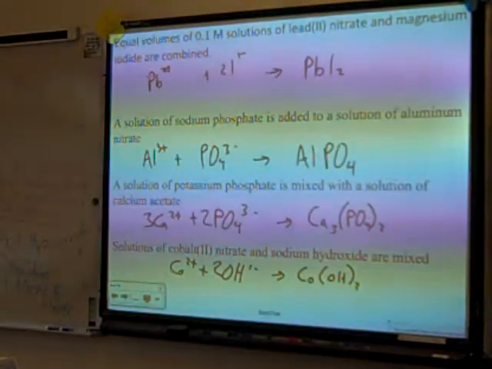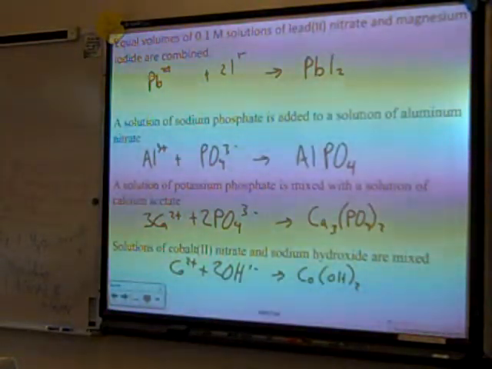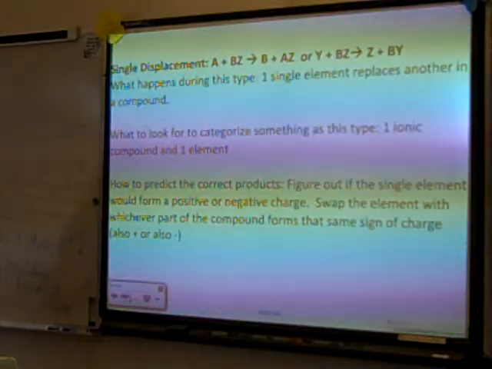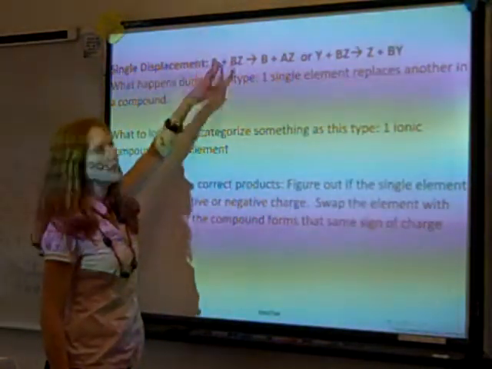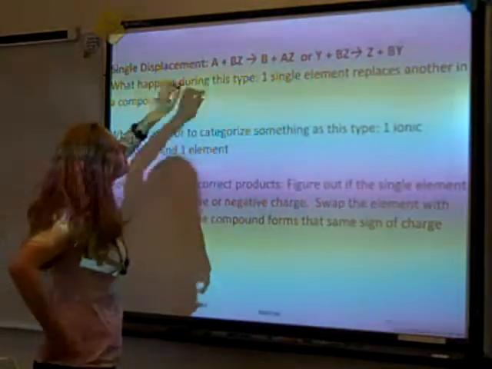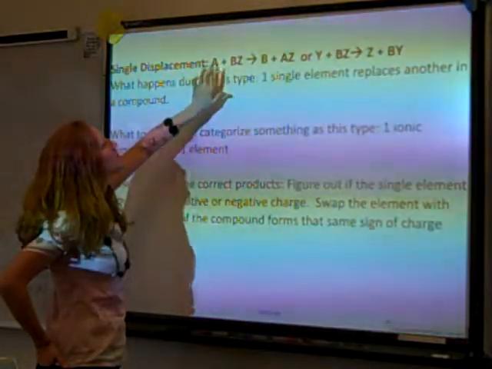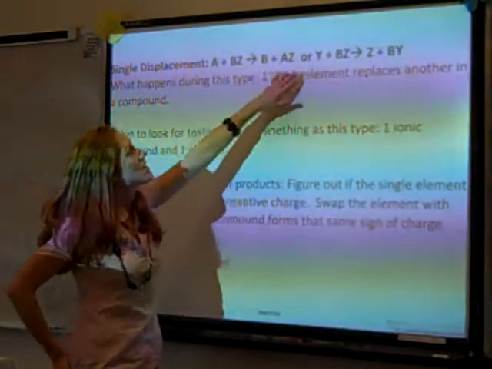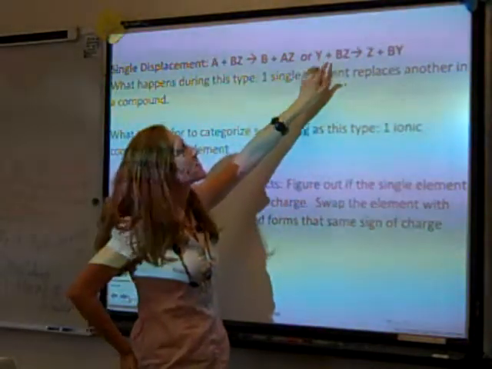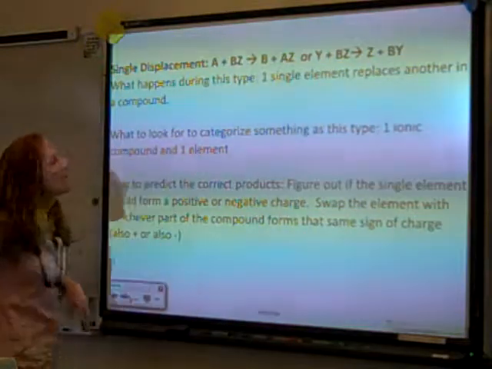Alright, the next type we're going to learn is single displacement. Single displacement, just like the double, you're going to have a compound and then a single thing is going to swap out. So if this thing tends to form a positive charge, it's going to swap places with the positive part of this compound. And if this thing tends to form a negative charge, it's going to replace the negative part of the compound.